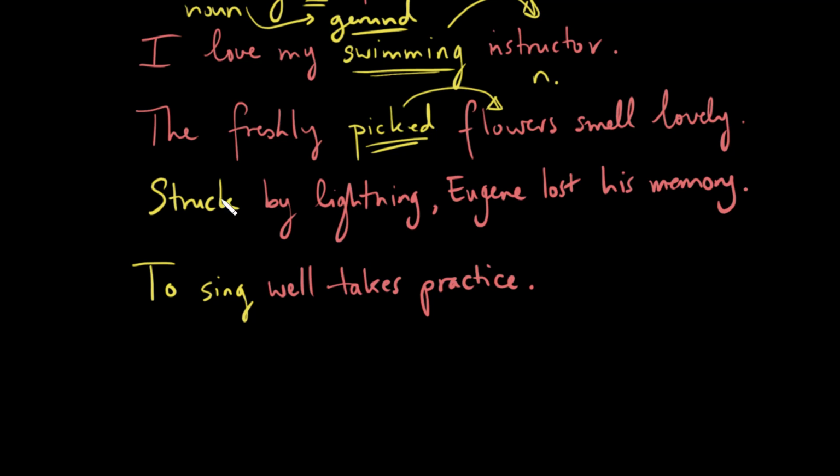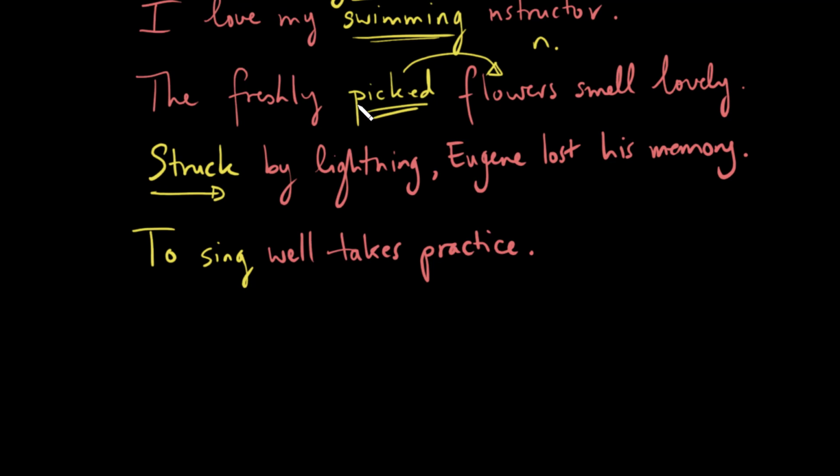Next we have another past participle, but this one starts a phrase, and that's something else to point out. These participles, these verbals, they don't only have to function as adjectives or as nouns, but they can also start their own phrases. So this one reads, struck by lightning, Eugene lost his memory. And you can see that struck does not actually have a subject here. Okay, but struck here is a past participle, and it starts this participial phrase here.